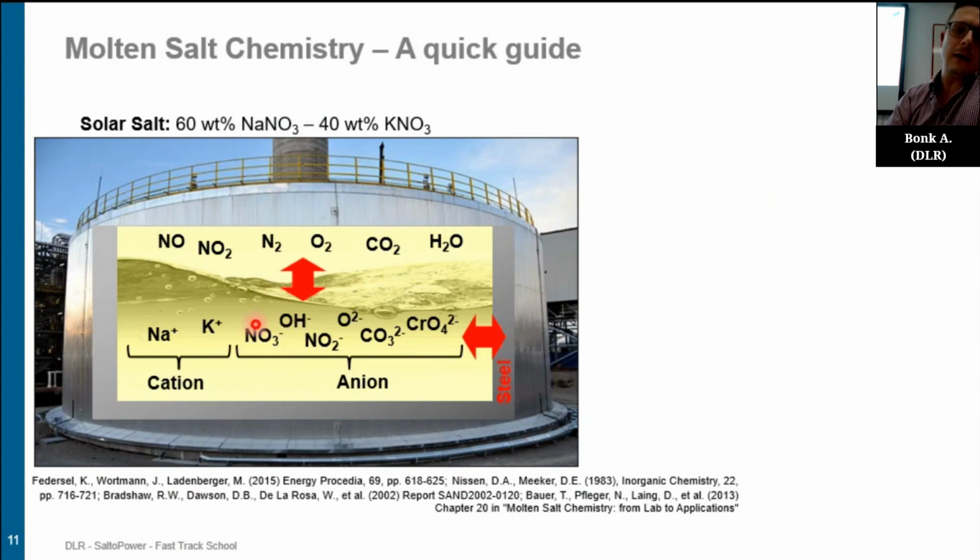And other than that, it composes of the two cations, so the positively charged sodium and potassium. Now, in a two-tank system, you have a gas phase, right? The tanks are not filled to the top. They have a sort of gas phase. And during the day, you charge and discharge your hot and cold tank.